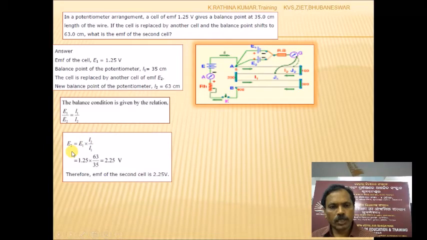Then E2 is the required quantity. E2, the EMF of the second cell, is equal to the EMF of the first one into L2 by L1. Substituting the values, 1.25 into 63 divided by 35, which gives you 2.25 volts. Therefore, the EMF of the second cell is 2.25 volts.